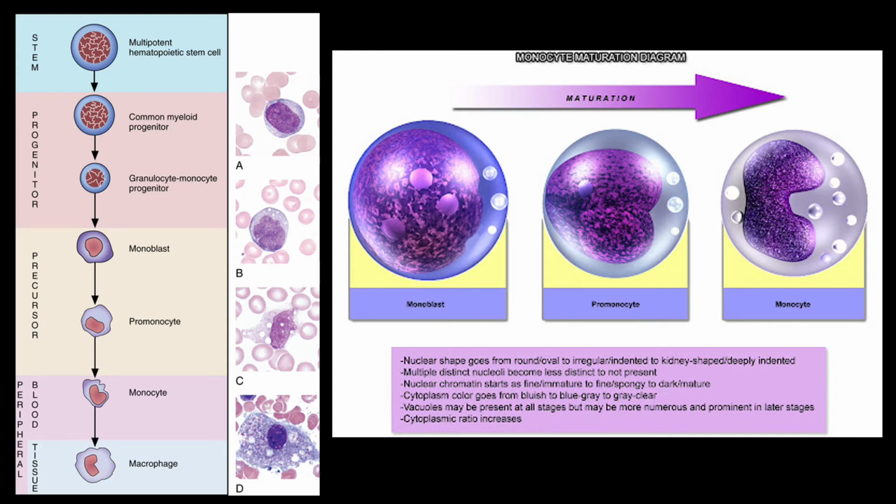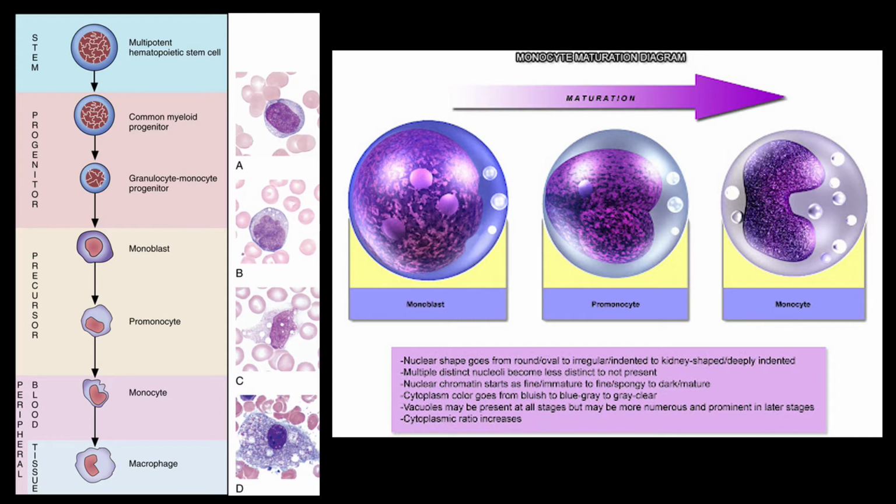So on your right side, this is the monocyte maturation diagram, which shows the characteristics of the nucleus, the nuclear structure, the chromatin, the vacuoles, and also the cytoplasm and the NC ratio, in which we have here the monoblast, and then the promonocyte and the monocyte.